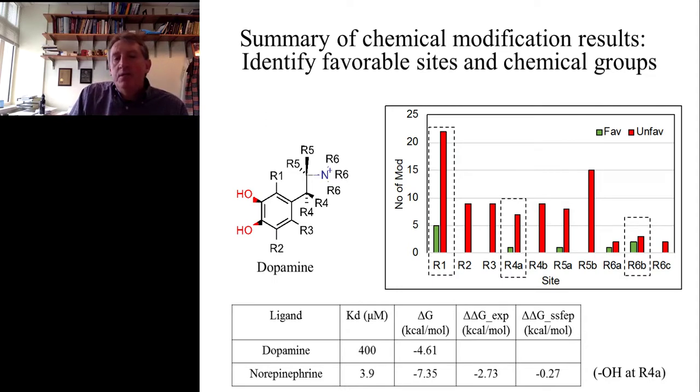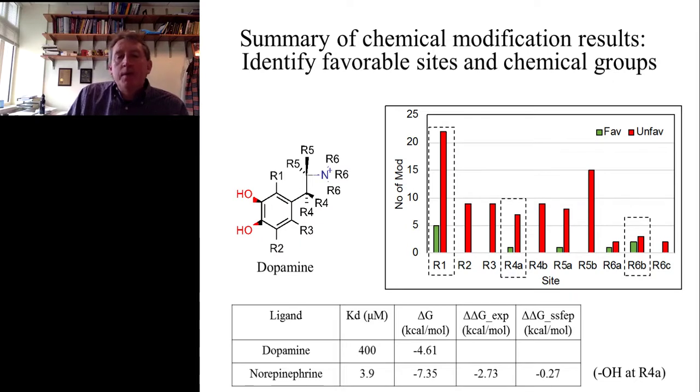So you can see how we can use the methodology to eliminate certain sites from chemical modifications, as well as identify those sites where modifications are favored. And then we can actually go in and say, okay, we've got 5 favorable modifications. What are those modifications? What actual chemical groups are they? And then actually go and synthesize and test those.